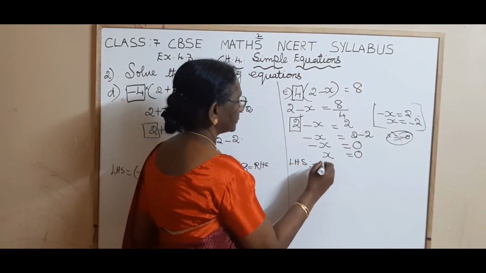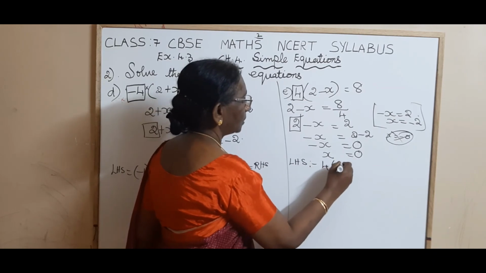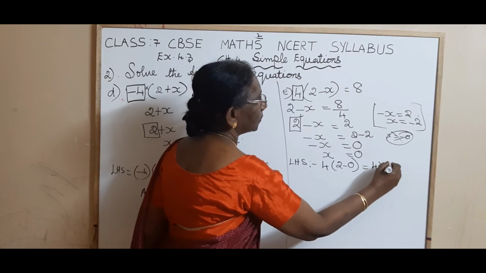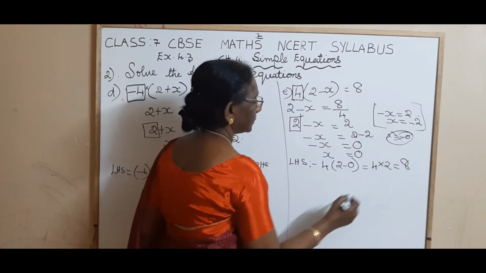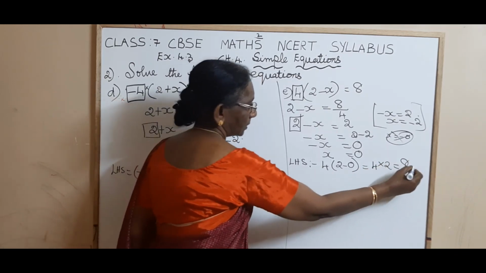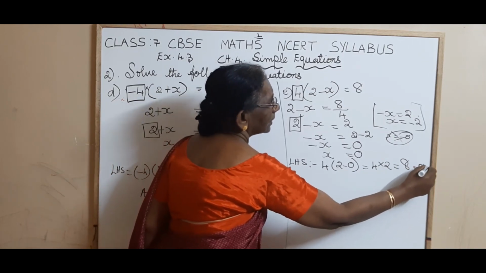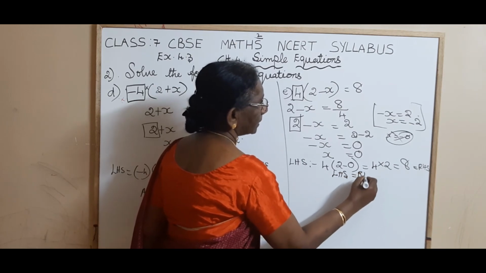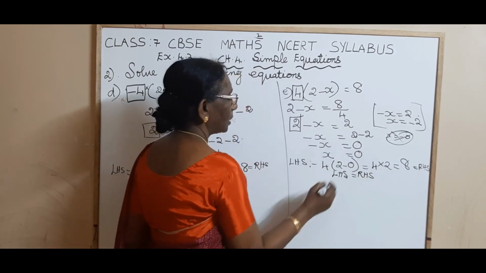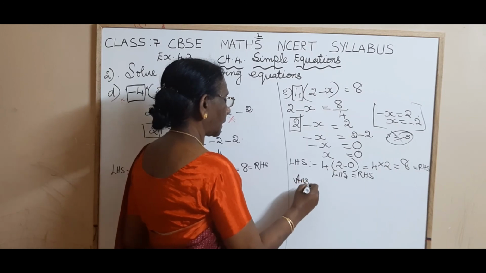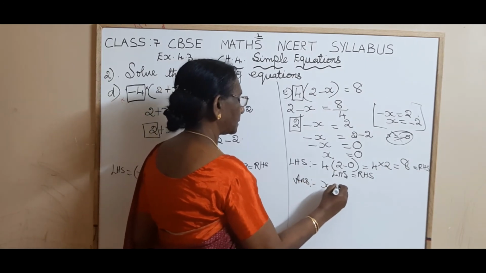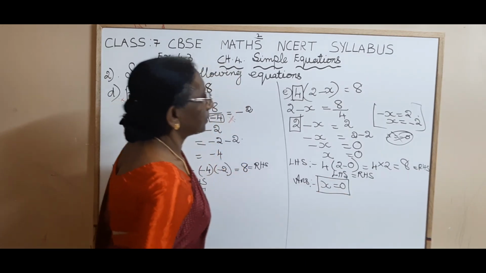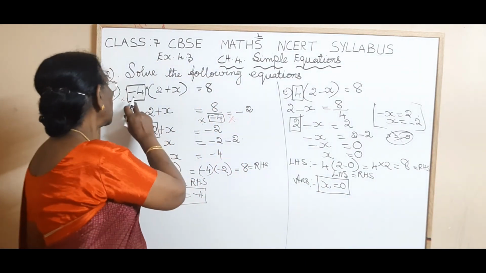Now verification. LHS: 4 into 2 minus, in the place of x 0, that is 4 into 2 is equal to 8. Which is equal to RHS. So, we have verified the left hand side is equal to right hand side when x is equal to 0. Therefore, our answer is x is equal to 0. You understood, children? You should be very careful in this type of sum.